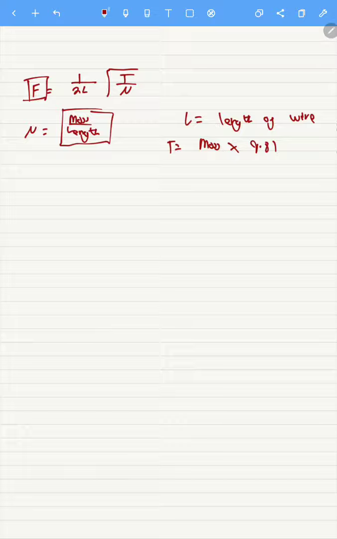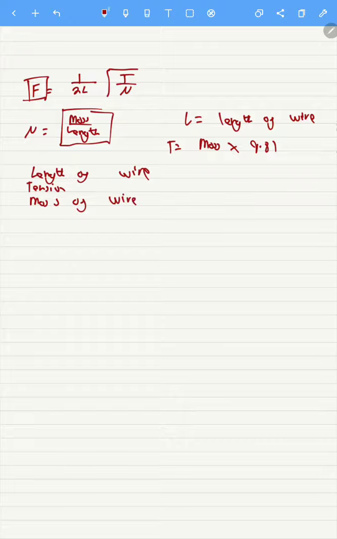So there are actually 3 ways of doing this experiment. This will be your first practical, which will be the length of wire, the tension, and the mass of wire. One of these will be your independent variable. So one of these will be the thing that you change.